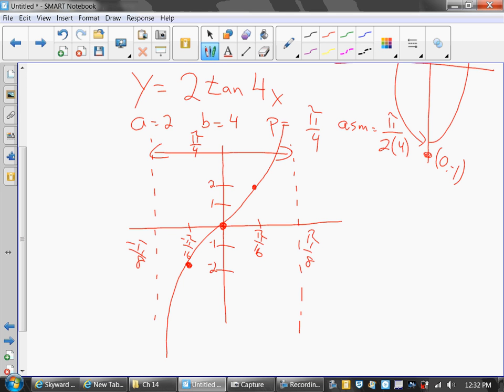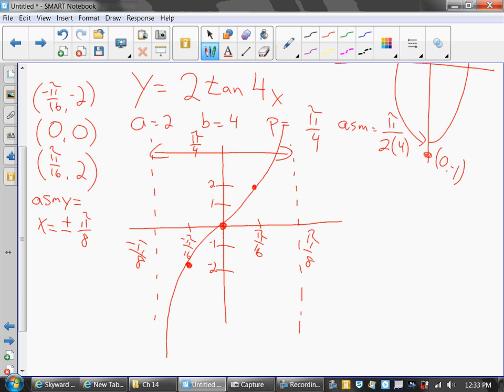And just like we did with sines and cosines a couple of minutes ago, I want to label those coordinates. Well, negative pi over 16, negative 2; 0, 0; pi over 16, positive 2. And my asymptotes are at, when you have a vertical asymptote, any vertical line always starts with what? X or Y equals? X equals, very good. In this case it's plus or minus pi over 8. Those are my vertical asymptotes.